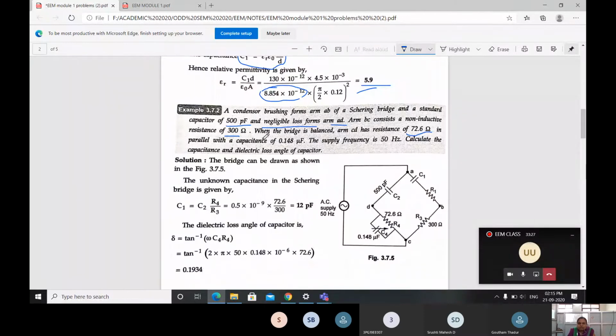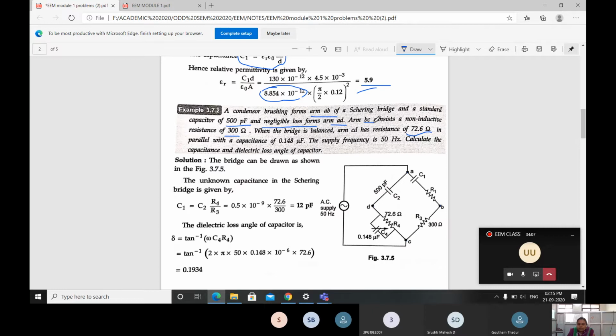First, what you have to do is fix your bridge arms. First you make the points A, B, C and D. Then go on with the problem and see how the construction is done. Arm AB is connected; they are telling that it is a Schering bridge, which means there will be a capacitance in series with a resistance. Then across AD, 500 picofarads. Picofarad means it's a capacitance, so here you draw the capacitor with 500 picofarad.